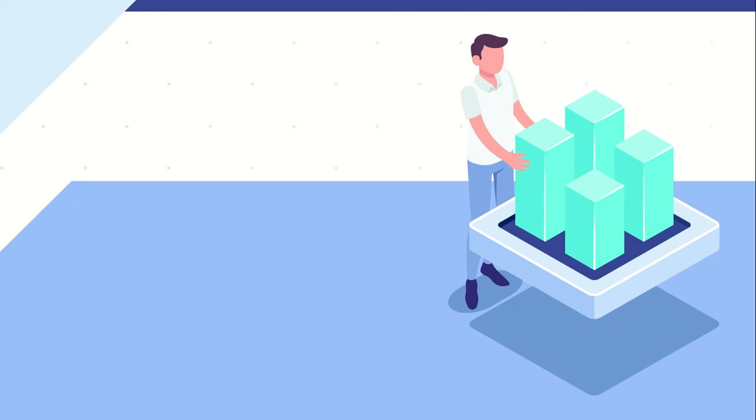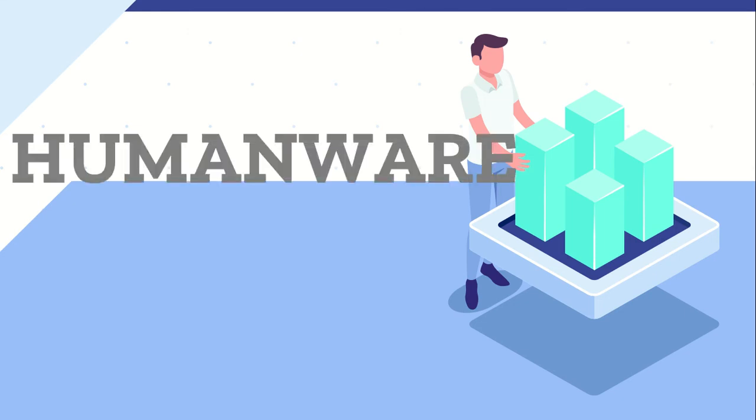Our topic for today is all about humanware. Humanware refers to the users of the computer system. These are the people who work in the different industries that use computer-based equipment. These are the different examples of humanware.